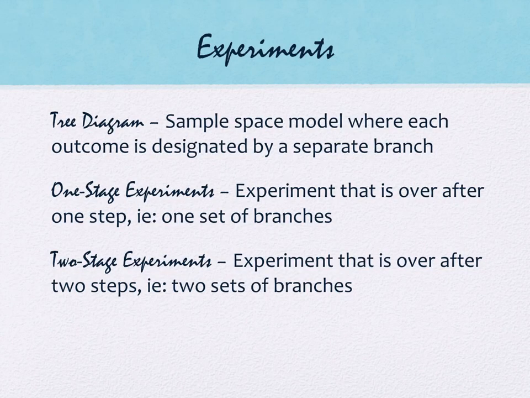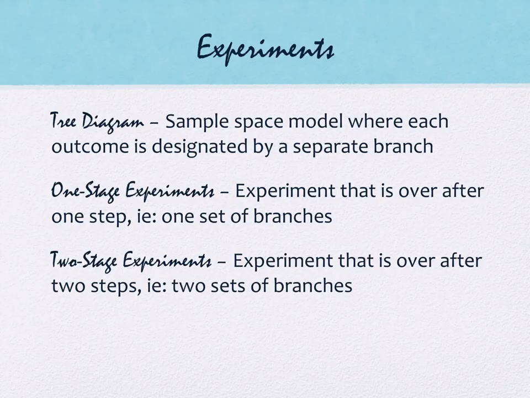So what we're going to be using are tree diagrams. And they're not like factor trees, if you're thinking of those kinds of trees where you break numbers down. It's not like that. But a tree diagram is a sample space model where each of the outcomes is designated by a separate branch. And it's descriptive, and it's also numerical. Okay, so we're going to have both pieces of information on our tree branches.